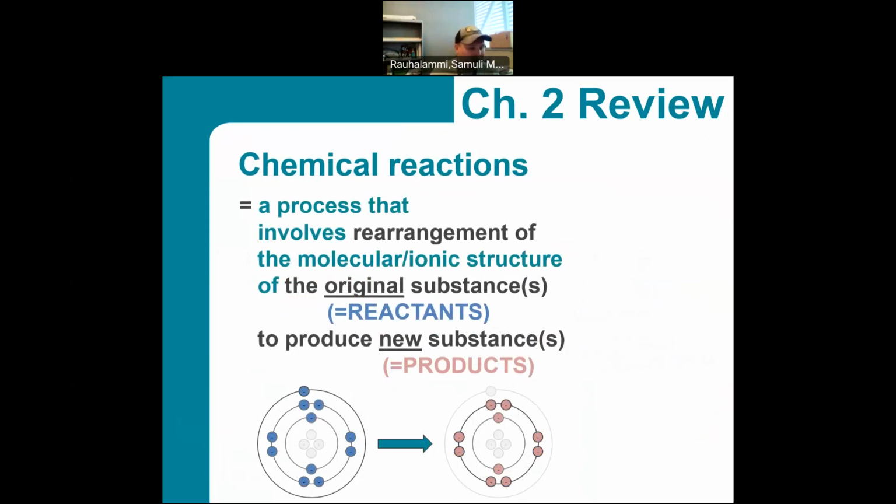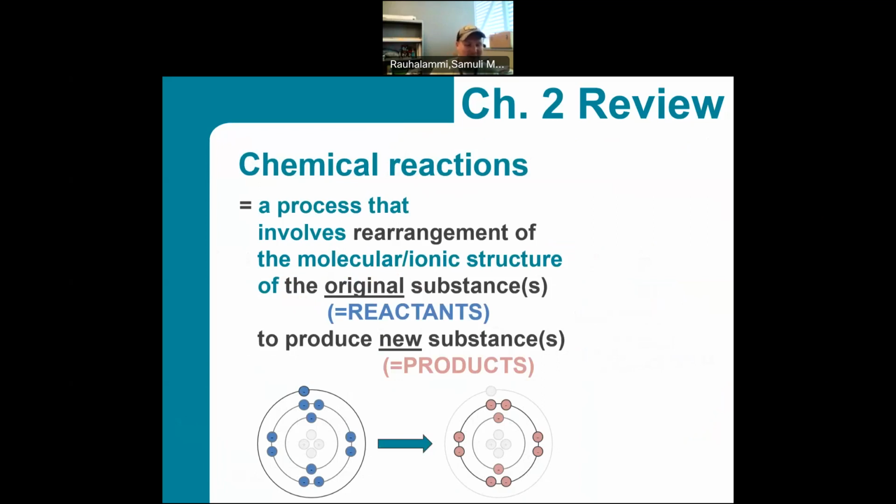Chemical reactions are these processes where we're rearranging what is in that atom or in that molecule, and we might move parts of the atoms around in order to get as many of these atoms as possible to a state where they have that full valence shell. These original substances in chemical reactions are known as reactants, whereas the new substances that we produce are known as products. So reactants are basically what goes into the chemical reaction, and products are what comes out.